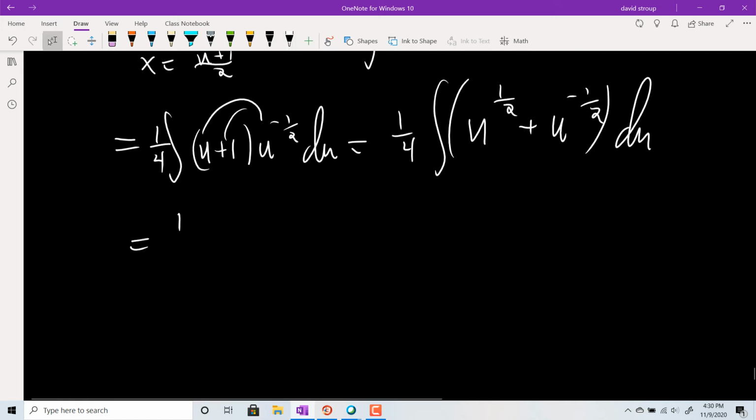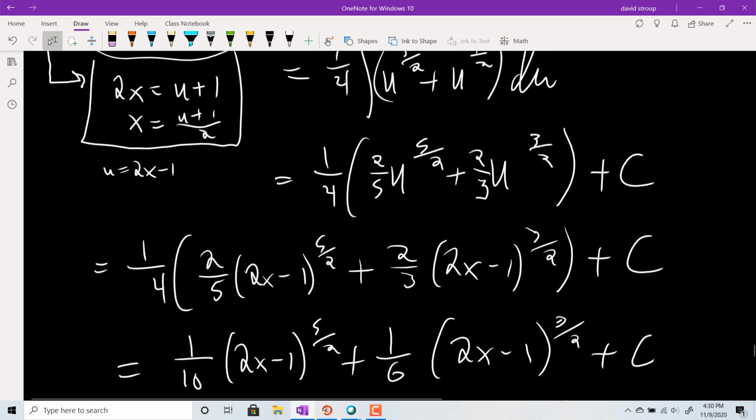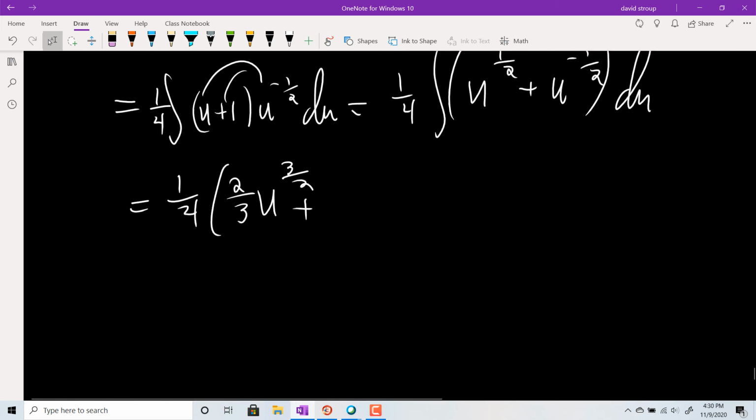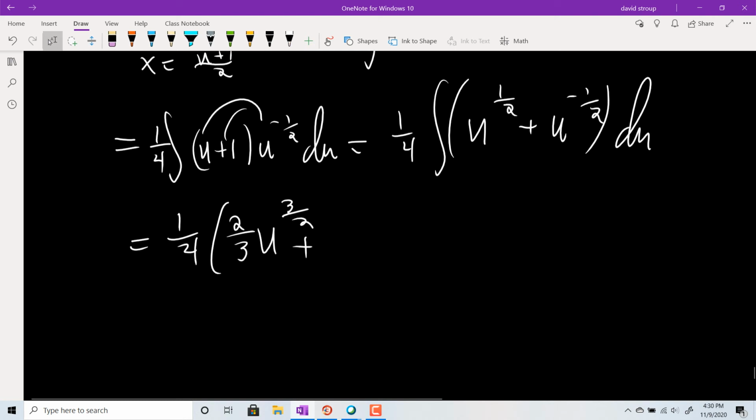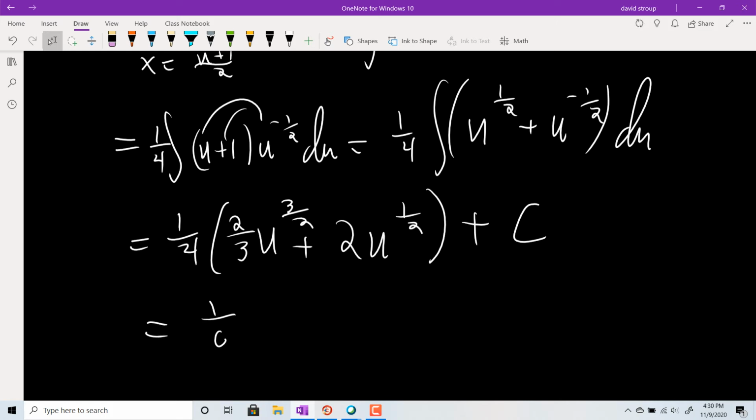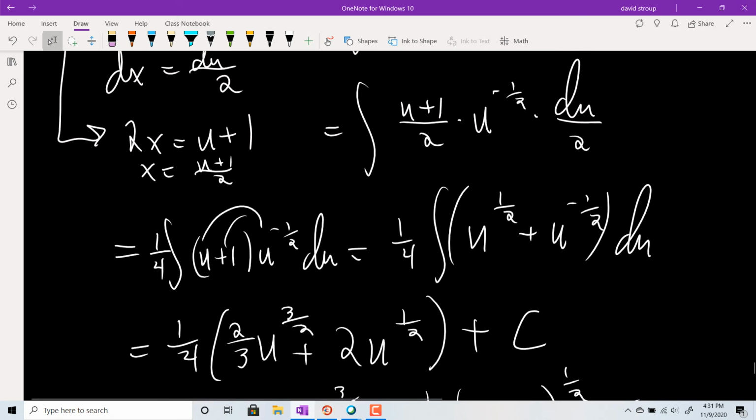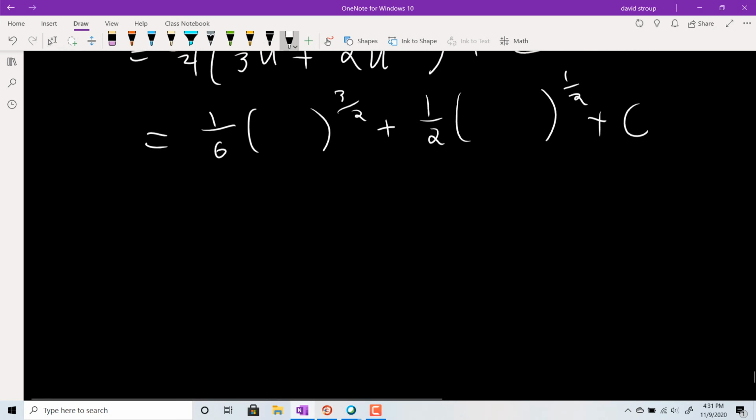All right, so this would be 1/4 times u to the 3/2 times 2/3, plus u to the 1/2 times 2, plus c, and then you could distribute the 1/4. And of course, you get 1/6 and back substitute as well: 2x minus 1 to the 3/2 plus 1/2 of 2x minus 1 to the 1/2, plus c. Okay, great. So those are always weird.